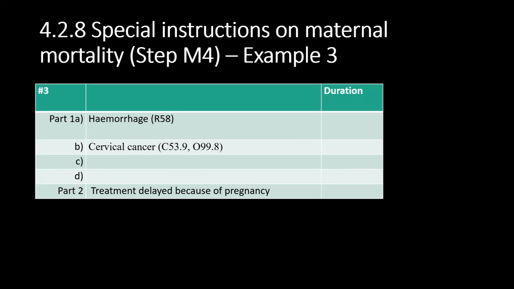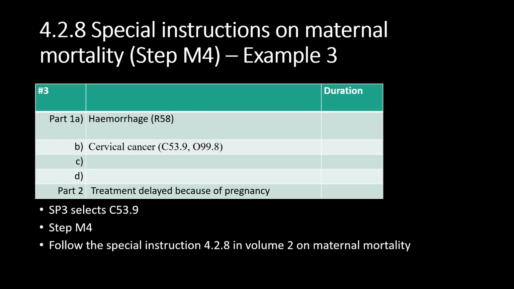Example 3. 1A, hemorrhage, R58. 1B, cervical cancer, C53.9 and O99.8, coded to Chapter 15. Part 2, treatment delayed because of pregnancy. We can apply SP3 and select C53.9 as the tentative starting point. And now we move on to step M4. Follow the special instruction 4.2.8 in Volume 2 on maternal mortality.